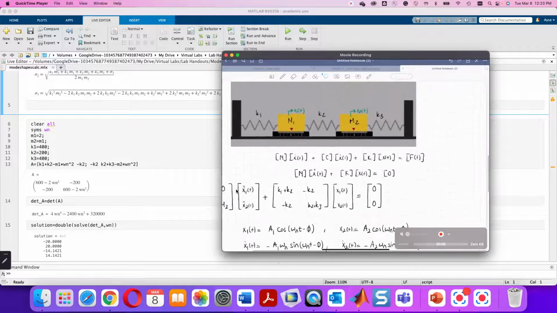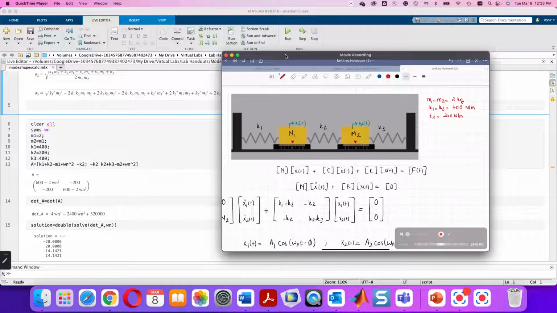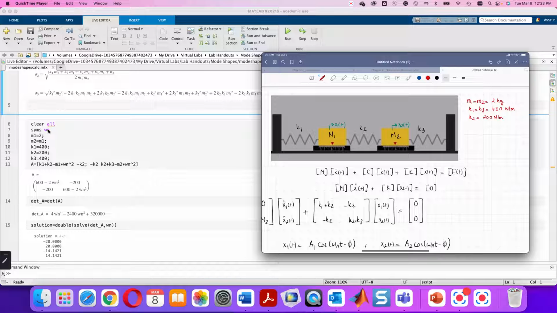For the sake of simplicity, I'm going to design a symmetrical system. Again, only for simplicity. Here, let's say M1 and M2 are equal to 2 kilograms. K1 is equal to K3, so let's say 400 Newton per meter. Because my mass is very small, I will use a very soft spring in between. Let's just select 200 Newton per meter. And from here, let's just continue. Then we will define our A matrix, and the only unknown, the variable, should be omega n.